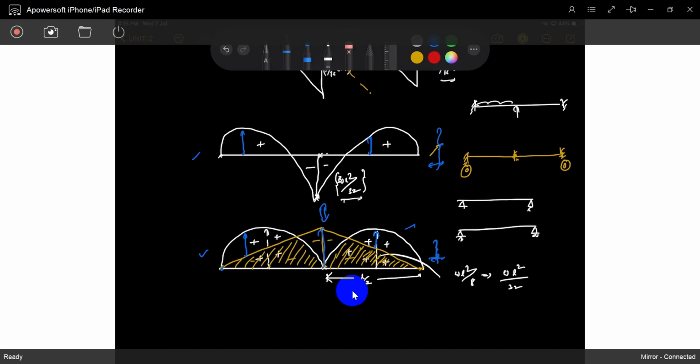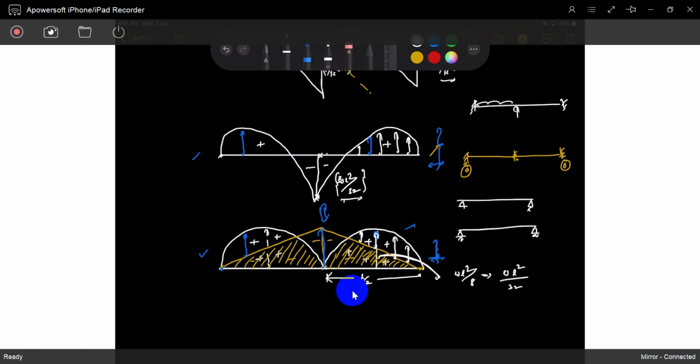We already know this is also WL square by 32. So the remaining portion is compulsorily less than WL square by 32. This is the location of bending moment. This is the bending moment. These values are all equal. Understood? We didn't calculate those values, but the representation is the same.